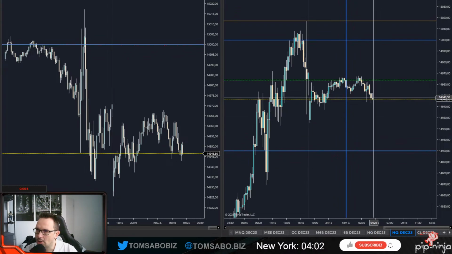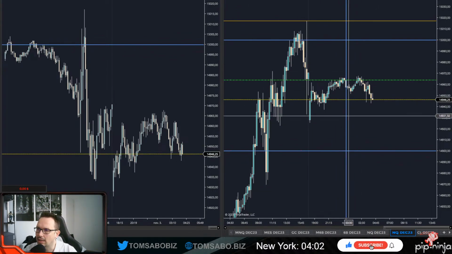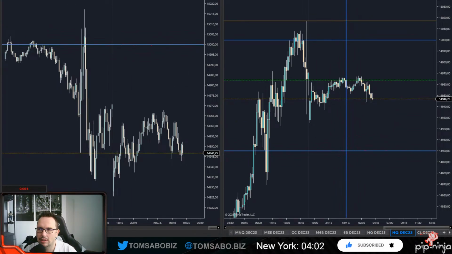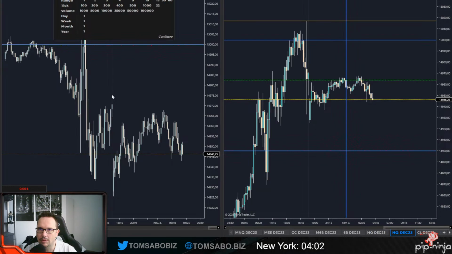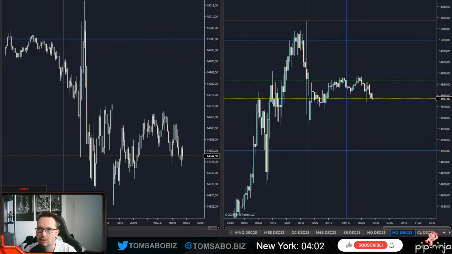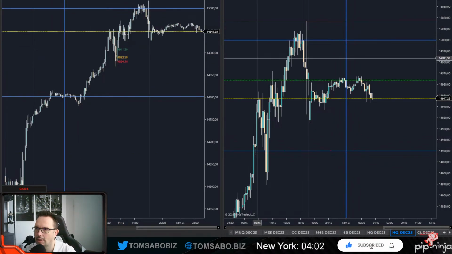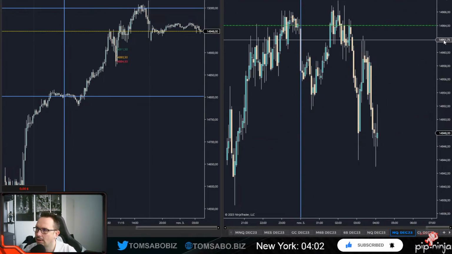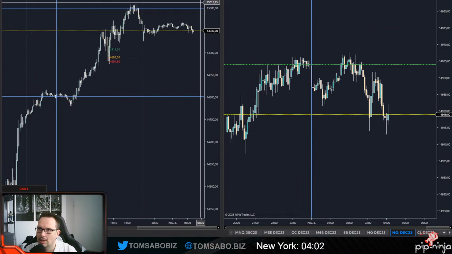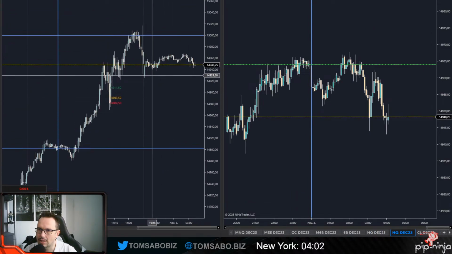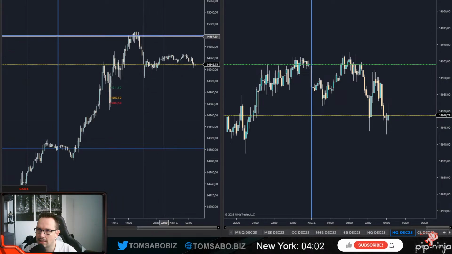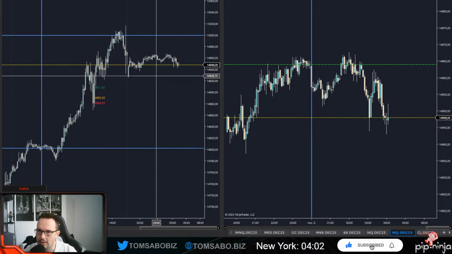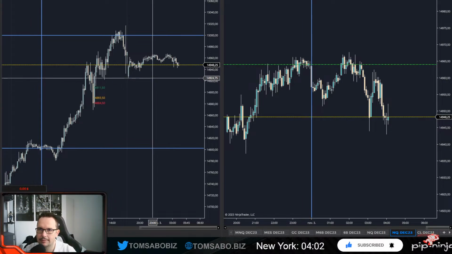This is a 15-minute chart on the right side on Nasdaq. On the left side, I can change it, okay, let's go with the 15 on the left side and a 5-minute on the right side. So Nasdaq. As you can see on the left side, there is basically nothing going on. No imbalance or anything like that.